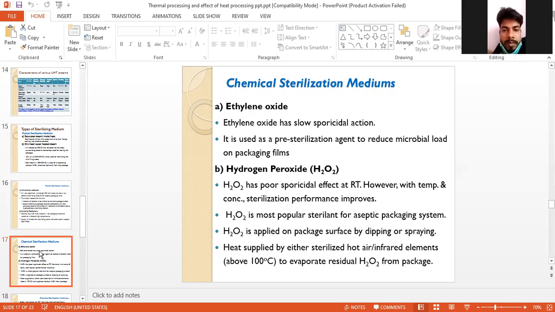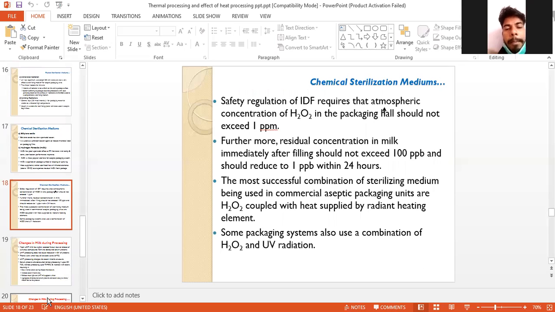We have already discussed in the previous class ethylene oxide and H2O2, which is still used in a big way in the UST plant. You have also visited Nalanda Dairy, where you can observe that H2O2 is being used. It is also approved by the International Dairy Federation, and it is allowed in a concentration of not more than 1 ppm, particularly for the hall where we are sterilizing the packaging and also the packaging environment.